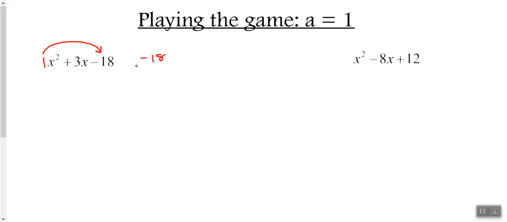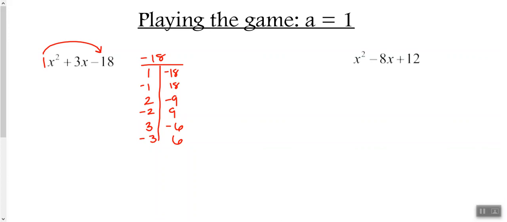So negative 18. And now I'm going to make a list of everything that multiplies to give me a negative 18. So I can do 1 and negative 18. I can do a negative 1 and a positive 18. I could do 2 and negative 9, or negative 2 and positive 9. Or I could do 3 and negative 6, or negative 3 and positive 6. So these are everything that multiplies to a negative 18.